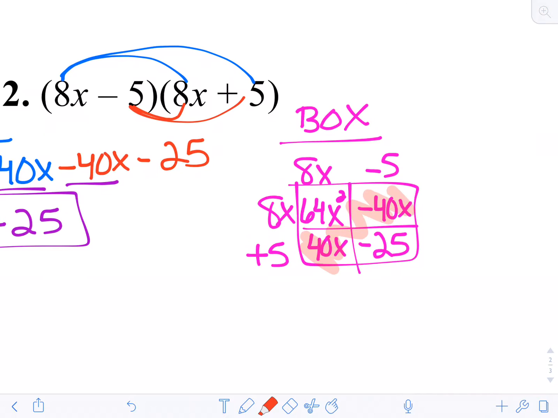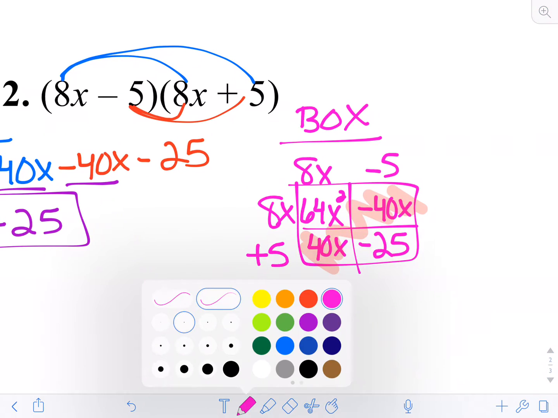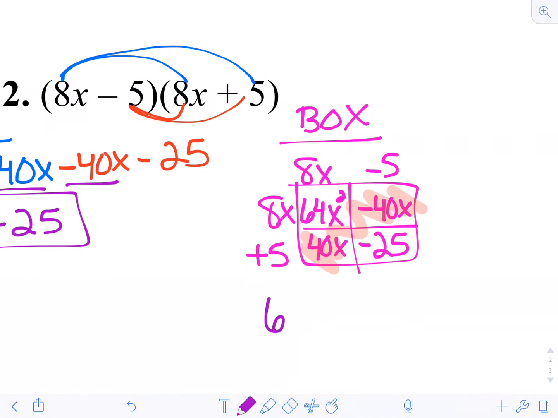Again, what you have right here is what you want to combine. So we have 64x squared. Those x's cross out because that's your 0 pair, so minus 25.